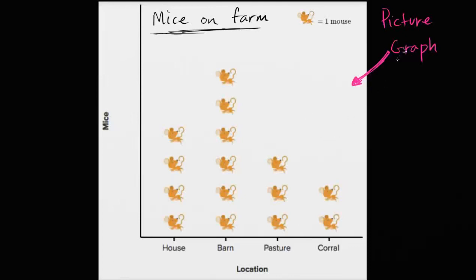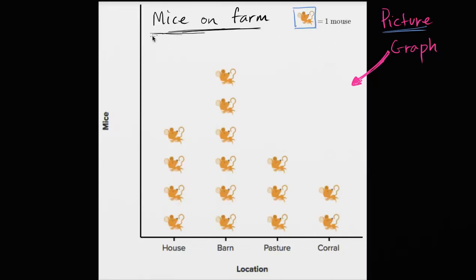What we have here is a picture graph. The reason it's called a picture graph is because it uses pictures to give us information. In this case, it uses the picture of a mouse, and it tells us that one of these little mouse pictures means one mouse. It equals one mouse.